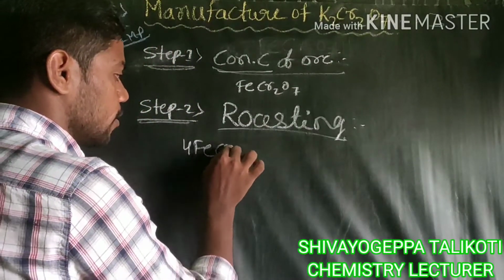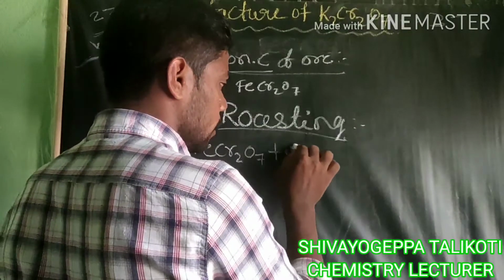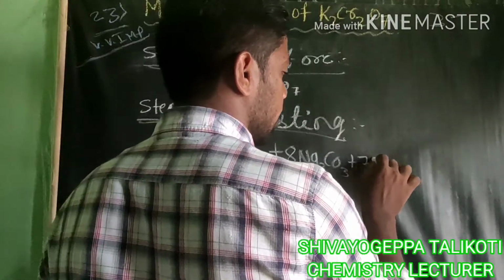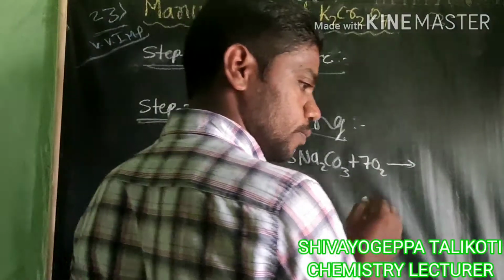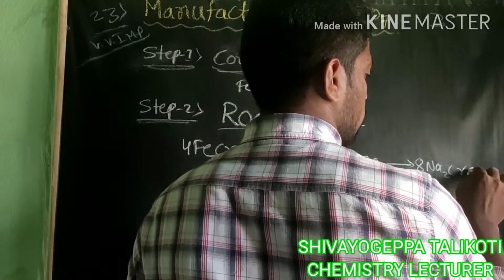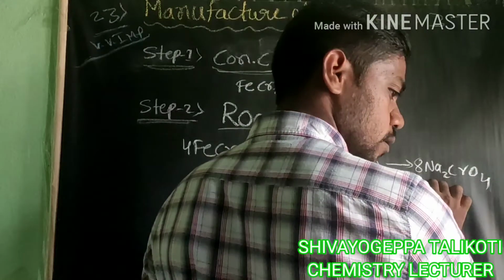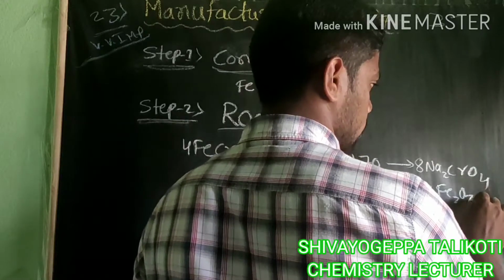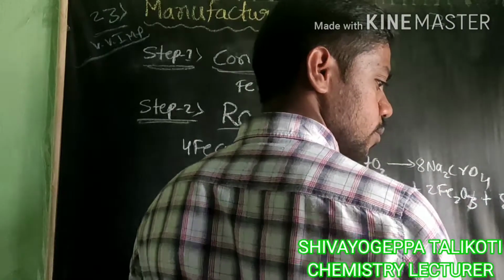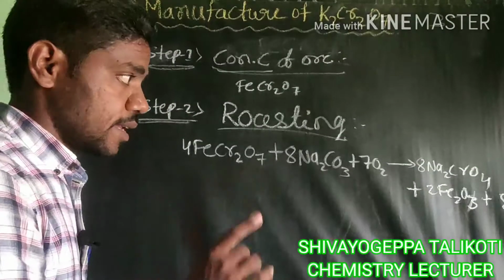4 FeCr2O4 plus 8 Na2CO3, sodium carbonate, plus 7 O2 gives rise to 8 Na2CrO4 plus 2 Fe2O3 plus 8 CO2. Dear students, one thing I am telling, practice the reactions.